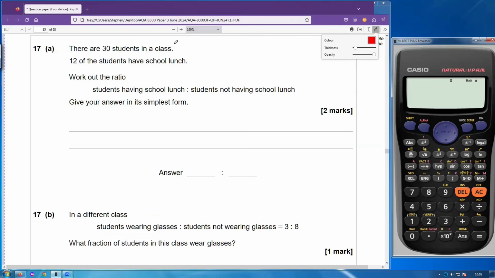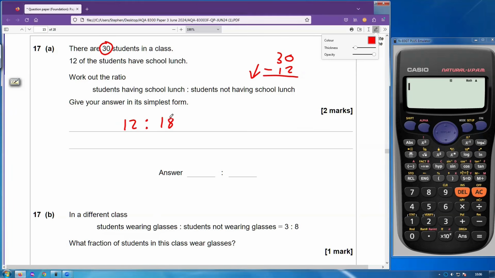There are 30 students in a class. 12 of the students have school lunch. Work out the ratio students having school lunch to students not having school lunch. Okay, this is the key thing. It's 30 students, so it's out of 30. If 12 of the students have school lunch, then the ones not having school lunch is 30 minus the 12, which is 18. So it's 12 to 18.